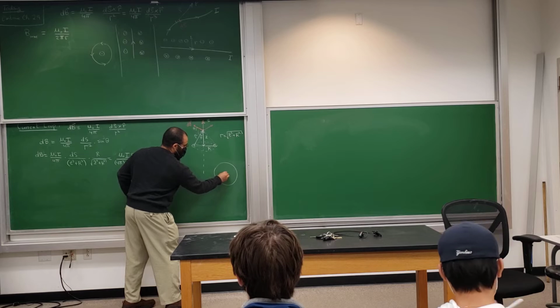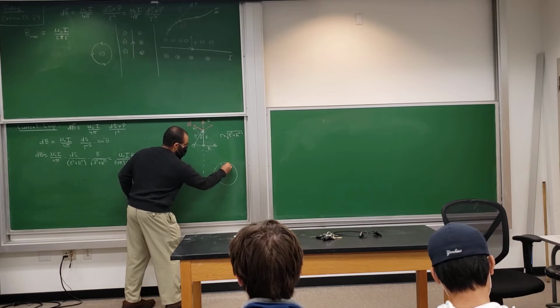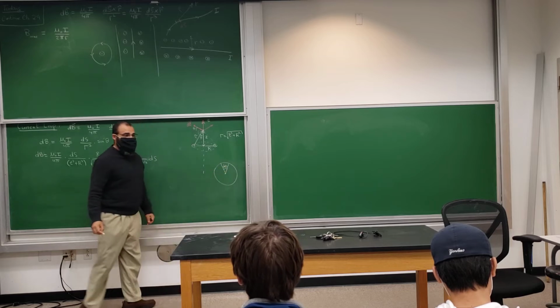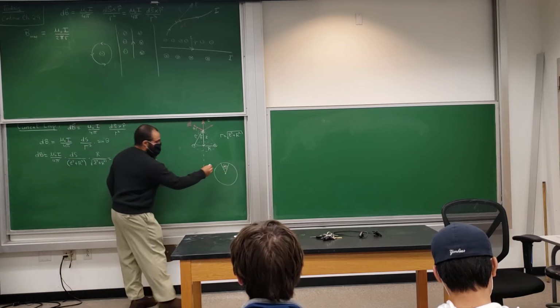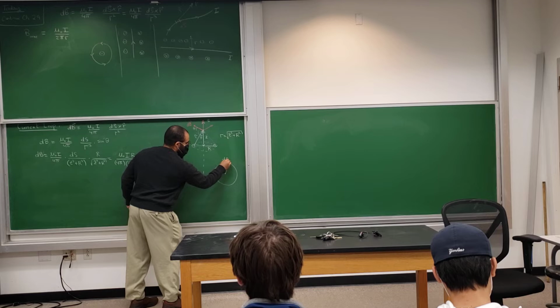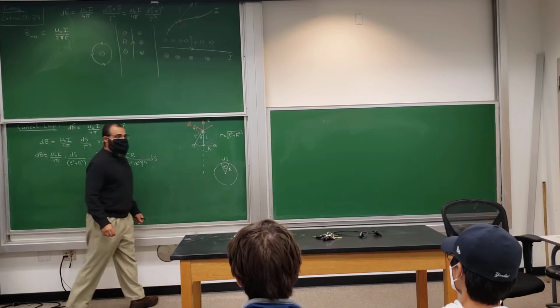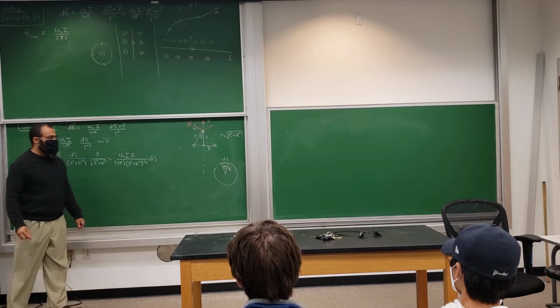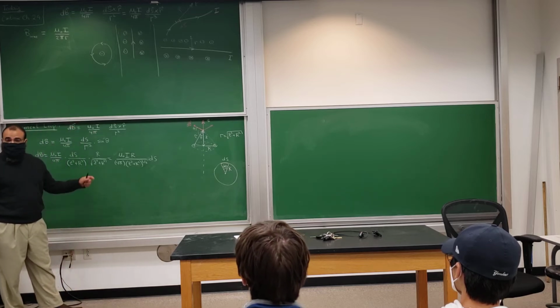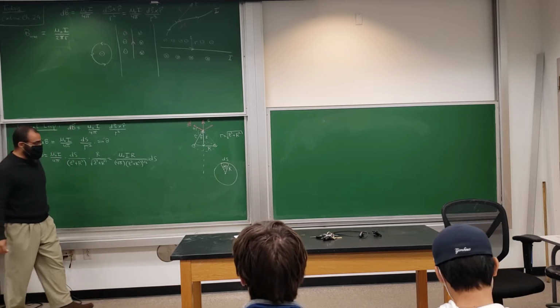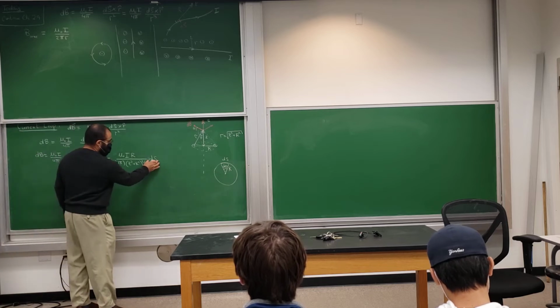Let me call this angle here d phi. ds will be this arc. This is ds. This is capital R. So what's ds in terms of phi? R d phi. Right? R times d phi. So ds will be R times d phi.